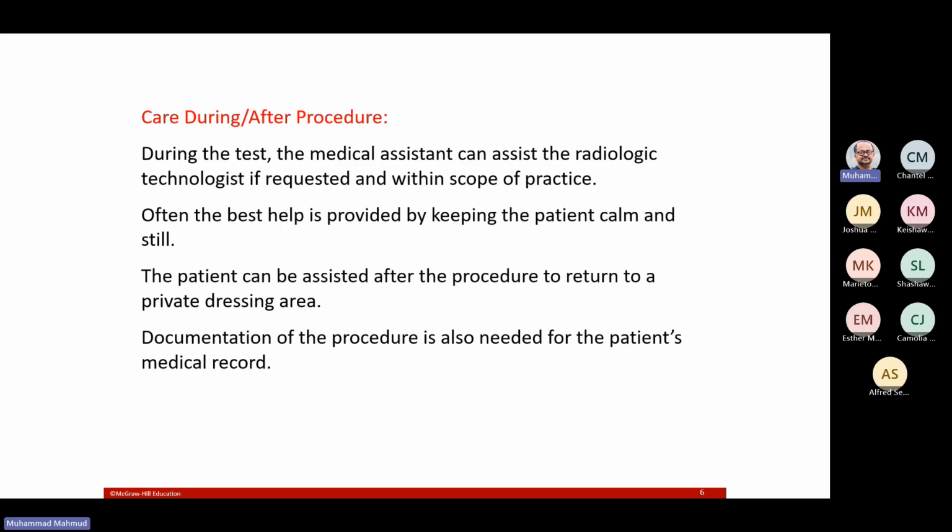During the test, the medical assistant can assist the radiologic technologist if requested and within the scope of practice. Often, the best help is provided by keeping the patient calm and still. The patient can be assisted after the procedure to return to a private dressing area. Documentation of the procedure is also needed for the patient's medical record.